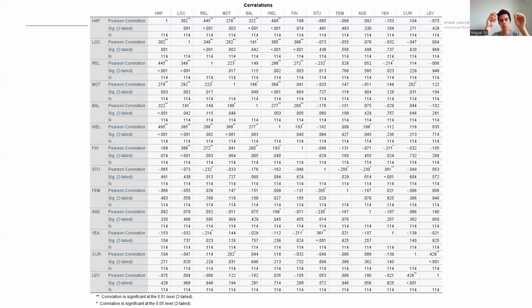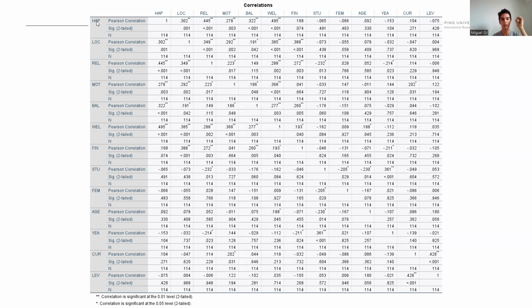-1 is perfect correlation, so they behave exactly the same, but the opposite. So if this variable moves like this, the other variable moves by the same value, but the other way around. And if it's +1, it's exactly the same in the same direction. So if one moves up, the other one moves up exactly the same distance, the same measure.